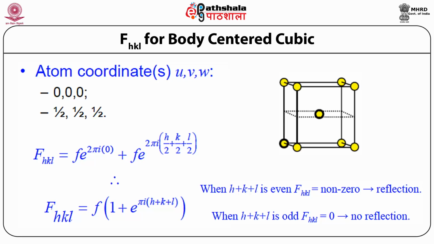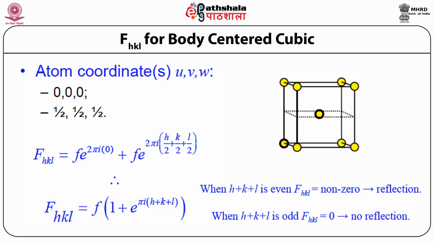Now we fix the origin at one of the corner atoms and call it 0 0 0. You can see the coordinate of one atom is 0 0 0, and the coordinate of the next atom is half half half. You can verify this from the geometry: on the x, y and z axes, it exists at half the distance of the lattice constant, because it is in the middle from all axes. So basically these are 2 atoms per unit cell.